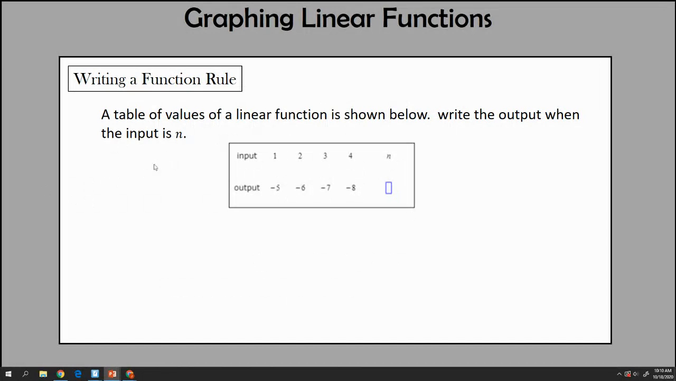Okay? The second type here is a little bit more complex. It's where you have to do really two steps, a multiplication and an addition or subtraction. So it's kind of a two-step process rather than a one. All right. So if we look here, input of 1, output of -5, input of 2, output of -6, input of 3, output of -7, input of 4, output of -8.